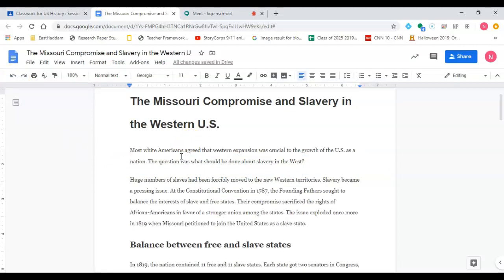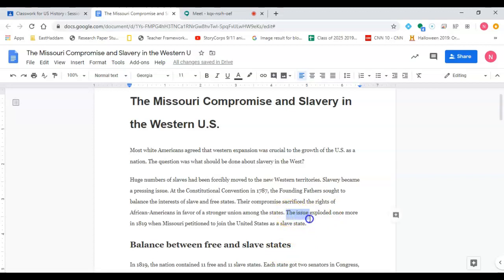Most white Americans agreed that the Western expansion was critical to the growth of the United States as a nation. The question was what should be done about slavery in the West. Huge numbers of slaves had been forcibly moved to the new Western territories. Slavery became a pressing issue. At the Constitutional Convention in 1787, the Founding Fathers sought to balance the interests of the slave and free states. Their compromise sacrificed the rights of African Americans in favor of a stronger union among the states. The issue exploded once more in 1819 when Missouri petitioned to join the United States as a slave state.